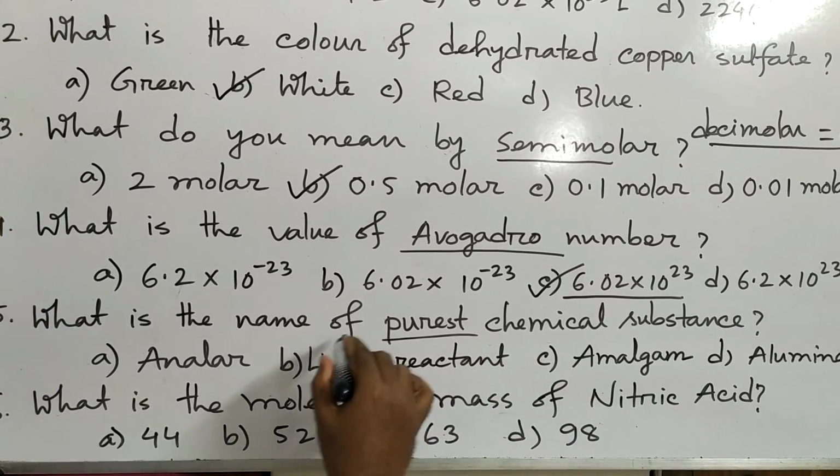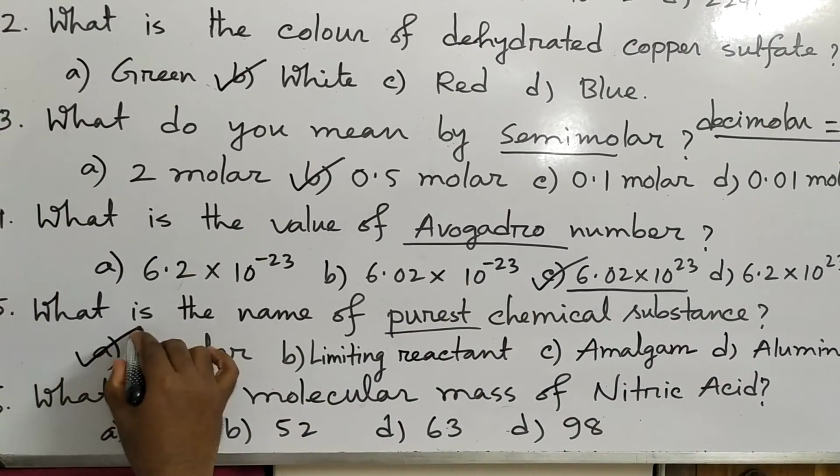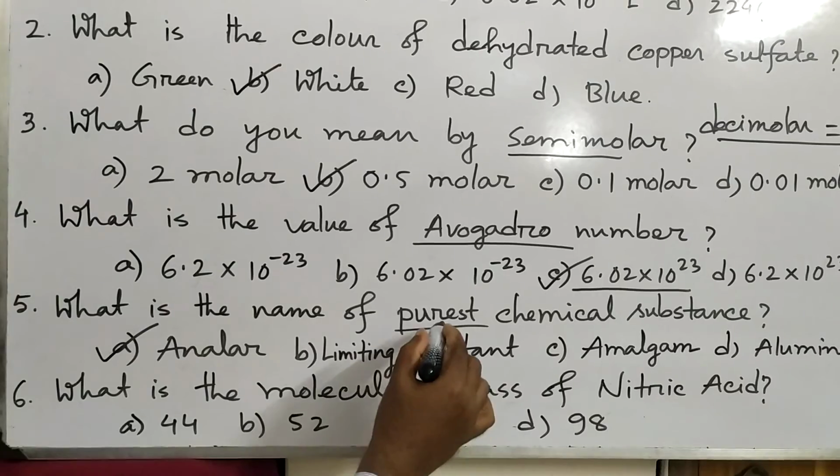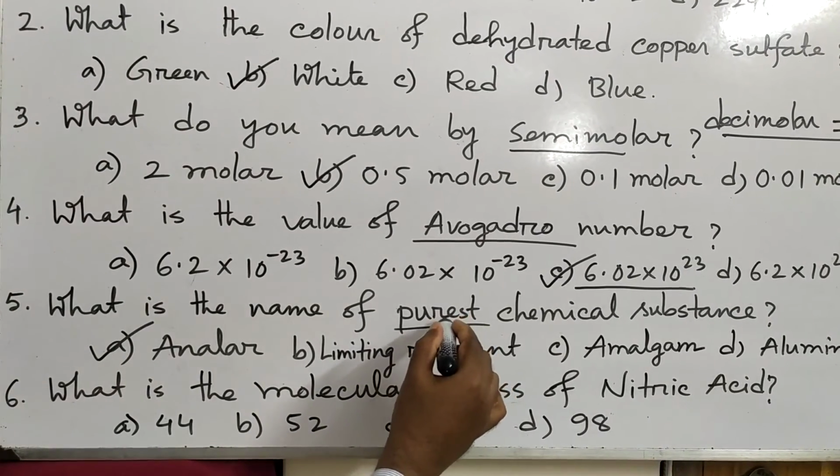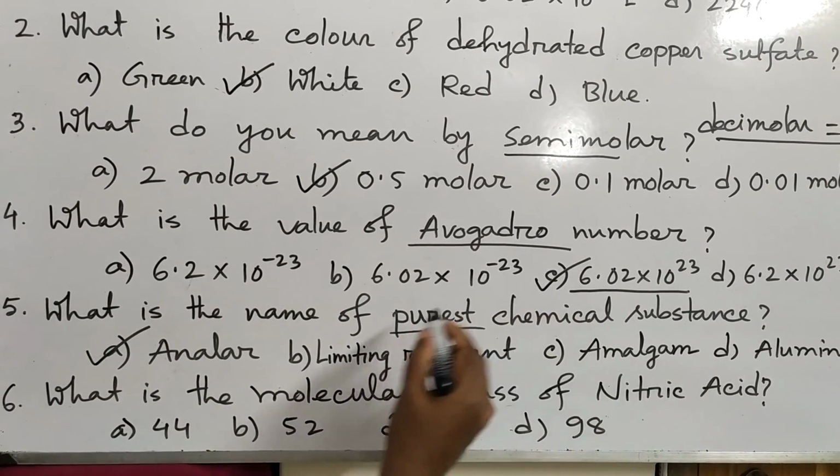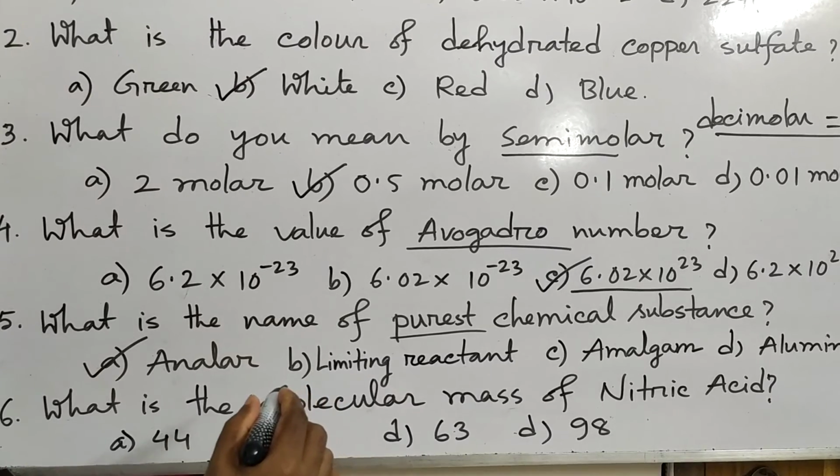Now number 5, what is the name of purest chemical substance? We know that the purest chemical substance is called NLR grade substance. So the NLR grade substance or purest chemical substance is 99% pure.